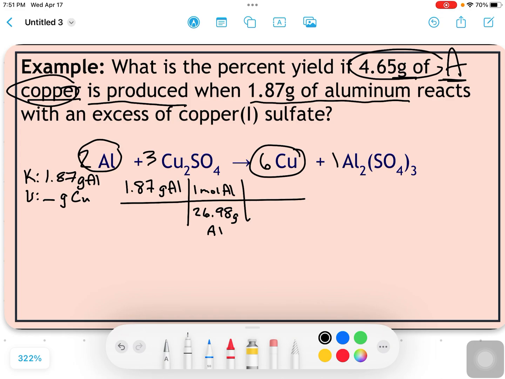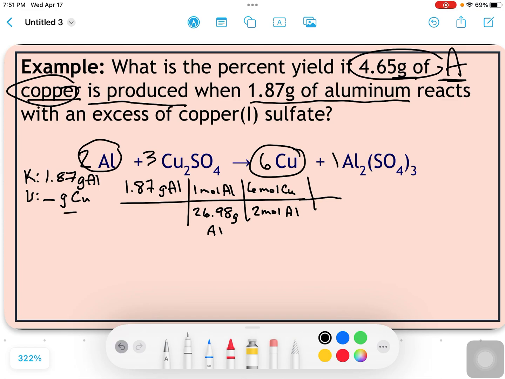Since I'm in moles of aluminum, I need to get to grams of copper. I keep going. I'm going to have my 2 moles of aluminum on the bottom, so these units cancel out, with my moles of unknown, which would be 6 moles of copper. So my moles of known on the bottom, moles of unknown on top. All from our coefficients.